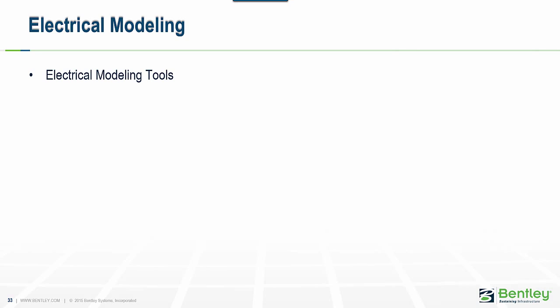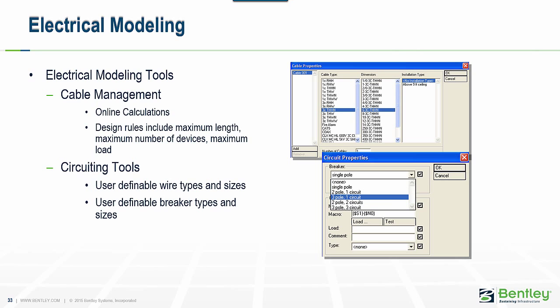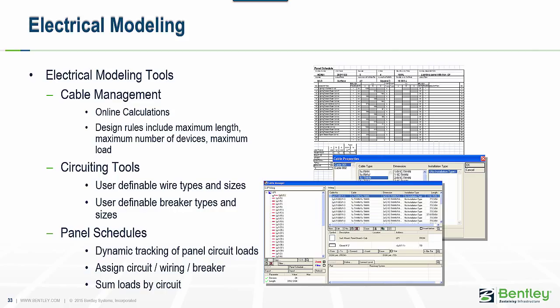In electrical modeling tools, we have cable management tools based on online calculations and design rules. The design rules can include maximum length, maximum number of devices, and maximum load, etc. Then we have circuiting tools, wherein users can define their own custom wire types and breaker types. AECOsim generates panel schedules and allows you to track the panel circuit loads.